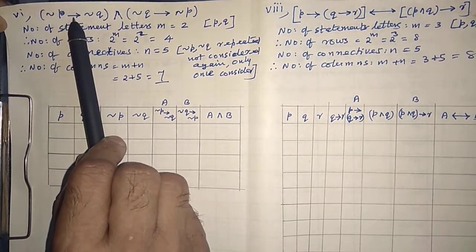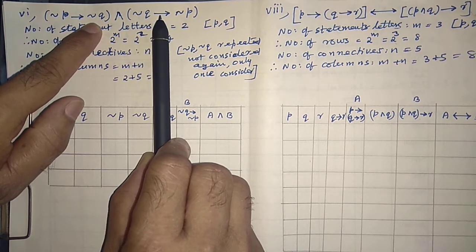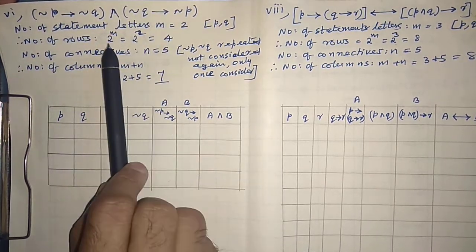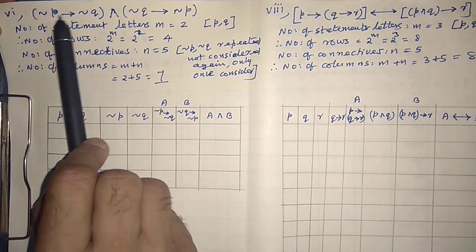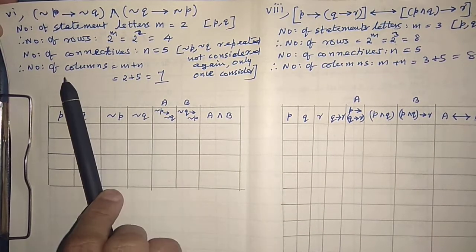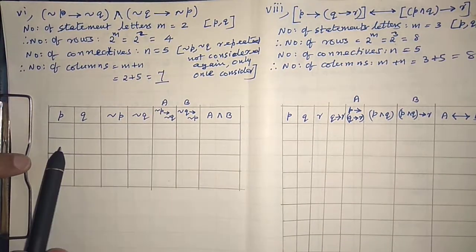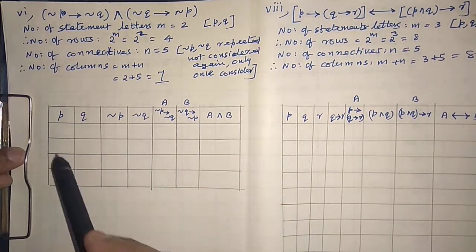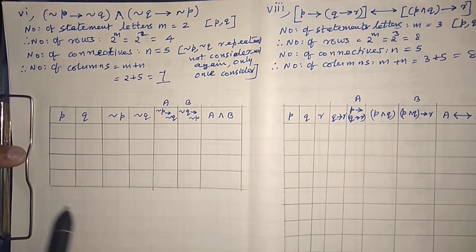So here 1, 2, 3, 4 are already considered. 5, negation P is already considered. So 5 only. Number of rows, with 2 statement letters, 2 power m is 4. Number of connectives is 5: 1, 2, 3, 4, 5. Number of columns m plus n, 2 plus 5, is 7. Now see, number of rows is 4: 1, 2, 3, 4. Number of columns is 7: 1, 2, 3, 4, 5, 6, 7. Correct. So we continue now.